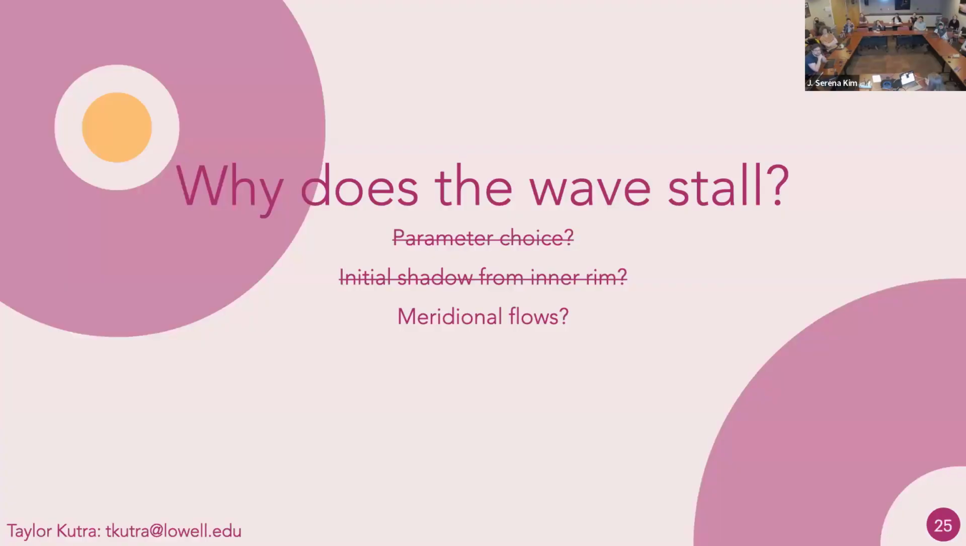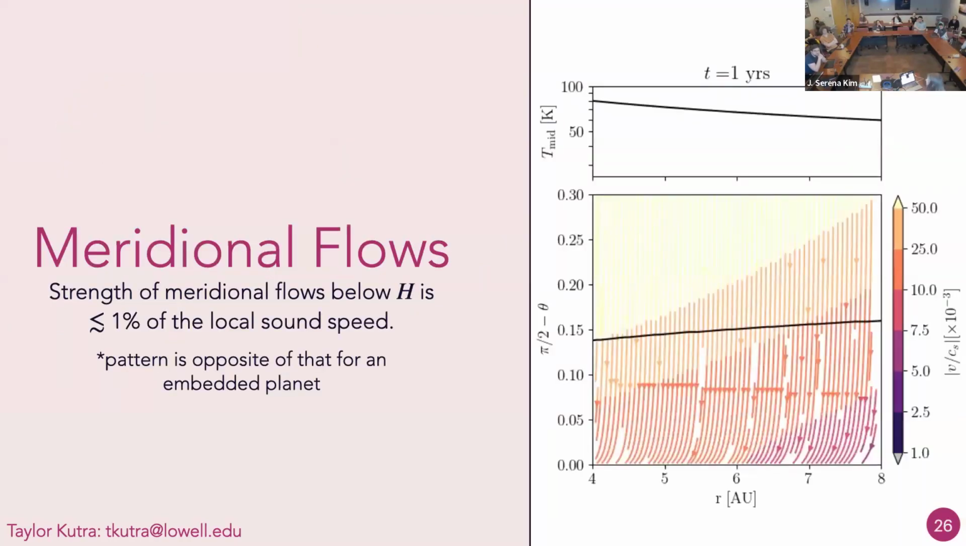So the next thing that we wanted to look at, to see if it was causing the waves to stall, are the meridional flows, the fluid behaviors in the R and Z plane. And so that's what I'm going to show you here. These are streamlines, so that you'll see the direction of the flow. They're also normalized by the local sound speed times 10 to the -3, so it's small.